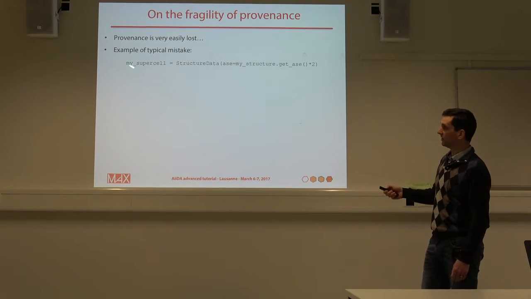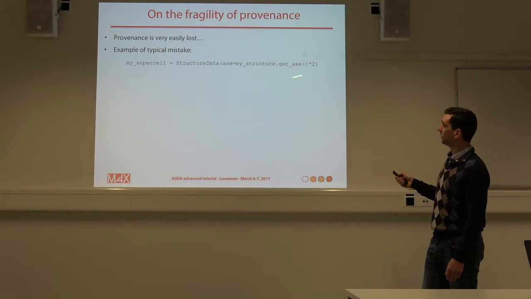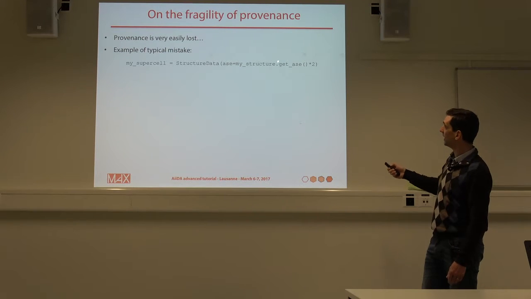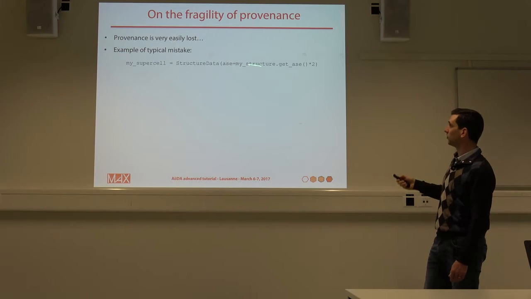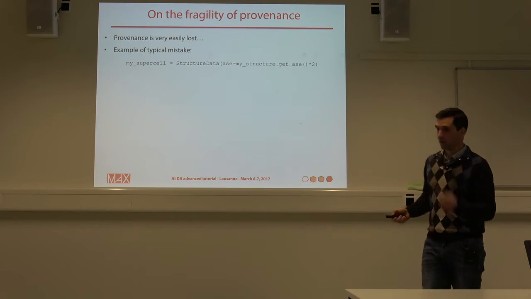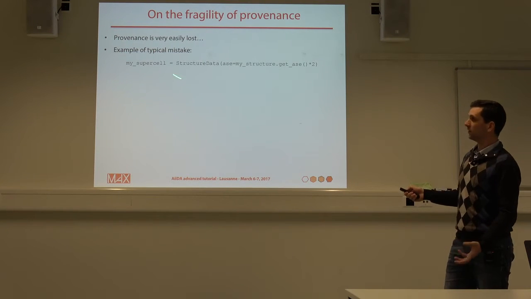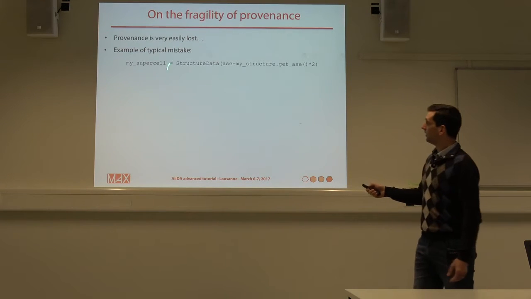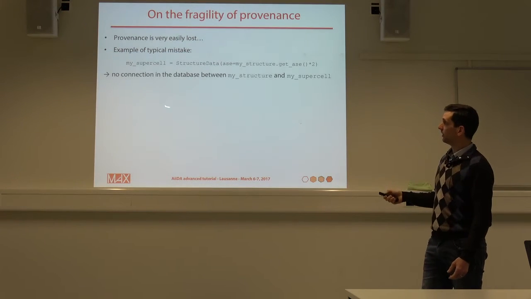That's a typical mistake that is easy to fall in. So you create a supercell. So ASE is very good to create a supercell. You just take the structure, you take the ASE object corresponding to the structure, and you multiply by 2, and you get a supercell. And you build a structure data from it. It's one line. You're super happy. You think that you use the power of AiiDA to its beauty. And you end up with something that is actually not connected.